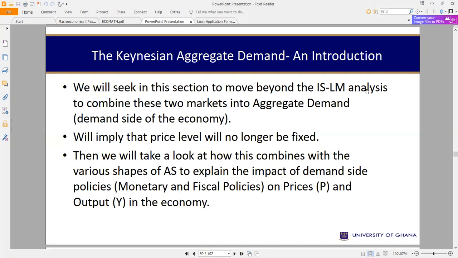So here we'll try to look at the impact of the two policies, monetary and then fiscal policy. Then based on the shape of the AS curve, we'll be able to know the impact of these monetary and fiscal policies on price and then the output level. So first we'll go through ISLM. We determine our aggregate demand curve. Then based on the shape of the AS curve, we'll be able to get the effect of maybe an expansionary monetary or fiscal policy or a contractionary monetary or fiscal policy on price and then the output.